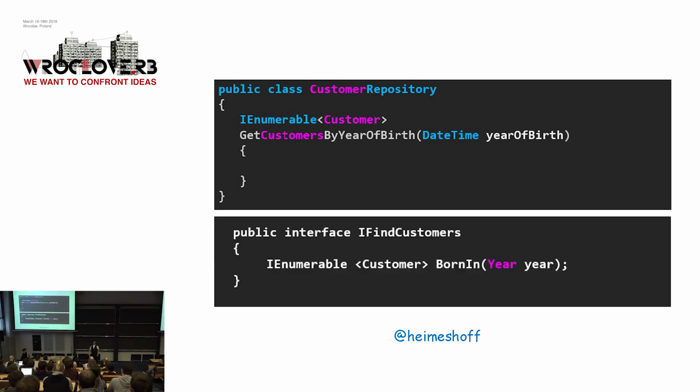Cool. So I have an interface here. I find customers, and I could have implemented a class customers that has only one method, born in, and it takes a year, and then it returns a list of customers. Cool.